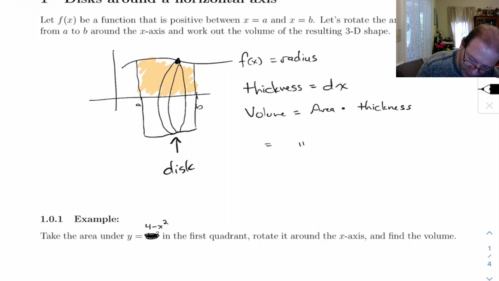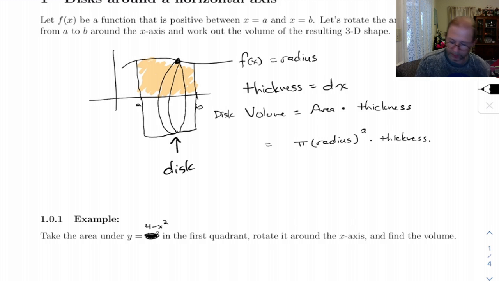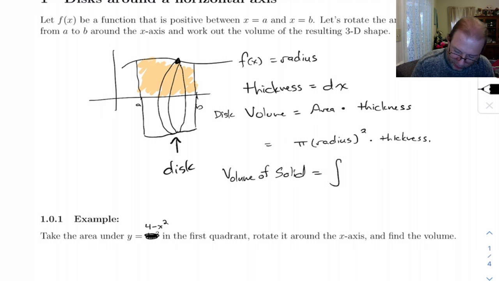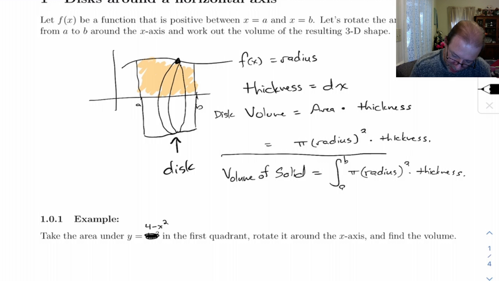And of course, the area of the circle is pi times, I'm going to write this out, radius squared times thickness. And this is the gist of the disk. So that's the disk volume. The volume of the solid is what we get by integrating this from a to b. Pi radius squared times thickness. And that's what you should memorize.